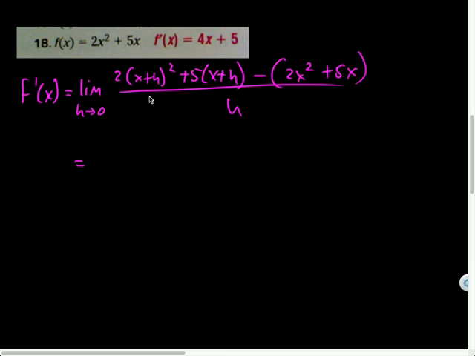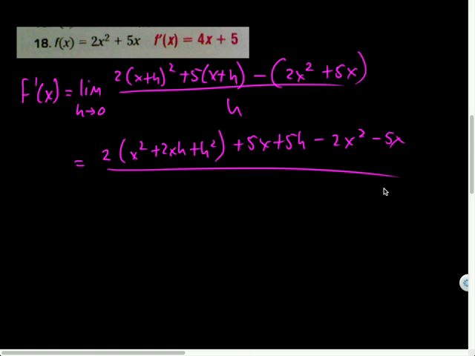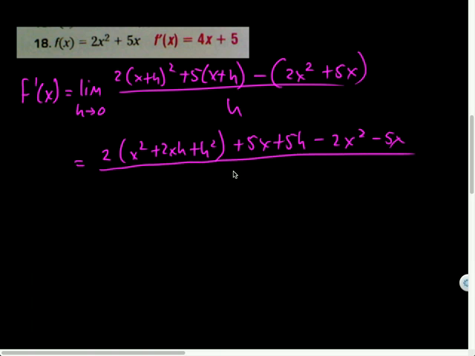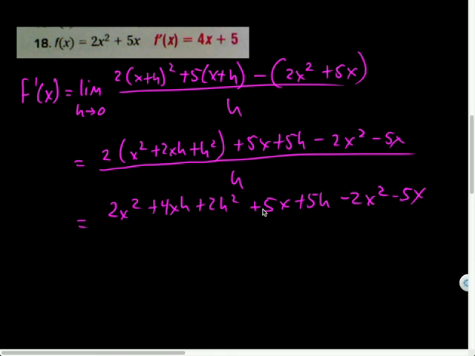So let's simplify. This would be 2 times x squared plus 2xh plus h squared, using a pattern there, plus 5x plus 5h, minus 2x squared minus 5x. Don't forget to distribute that sign all over. And then 2x squared plus 4xh plus 2h squared plus 5x plus 5h minus 2x squared minus 5x, all over h. And of course, I forgot my limits.